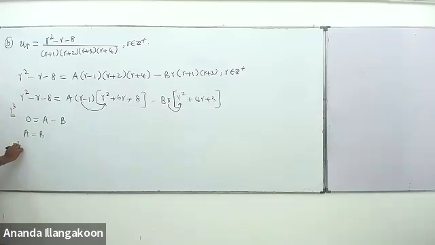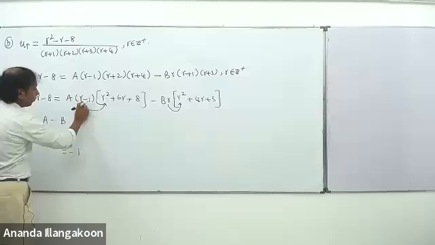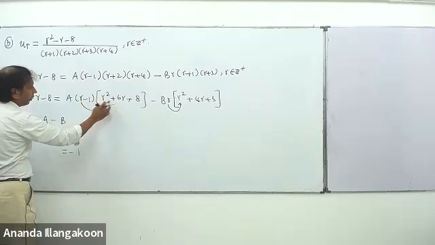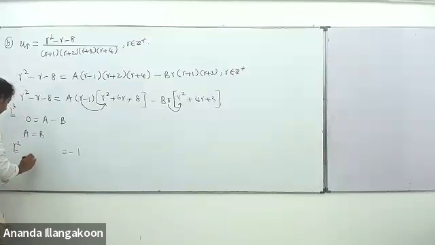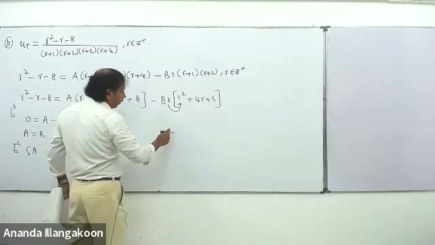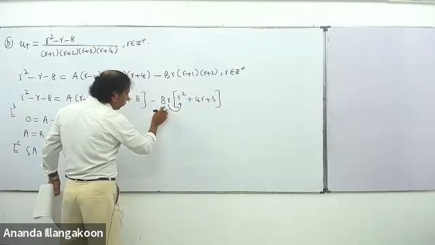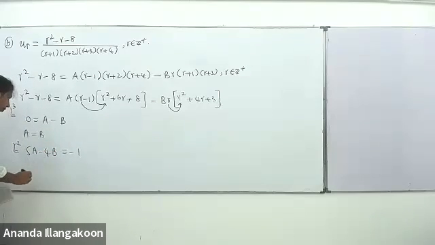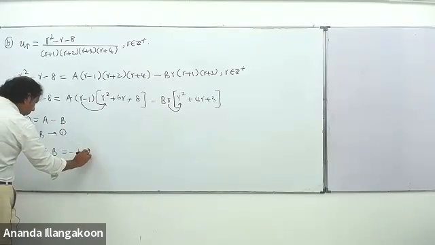Secondly, R squared. Left hand side, minus 1. Right hand side, see, R squared comes in here, this and this. What do you get? 6. This and this, minus 1. Then we get 5, which should be multiplied by A, so 5A. Here, the R squared term, this and this, minus 4B. This is number 1, this is number 2.